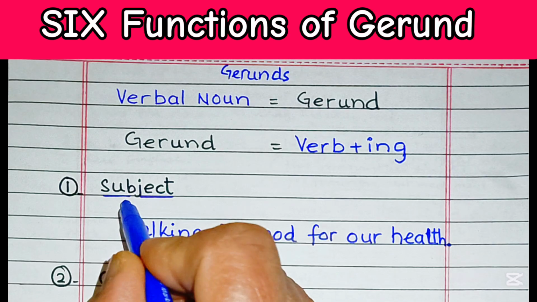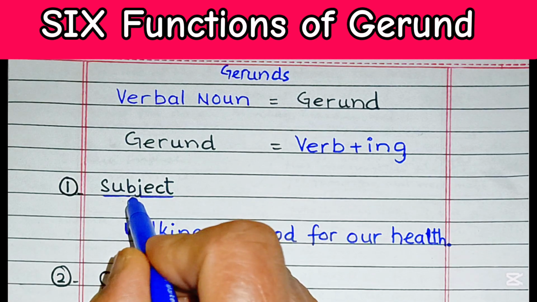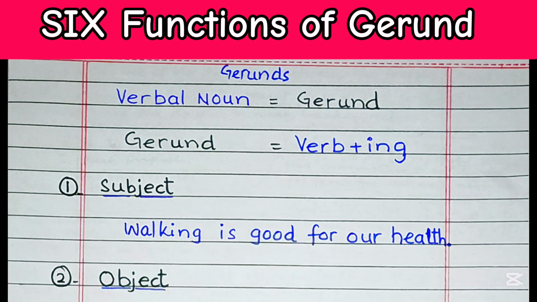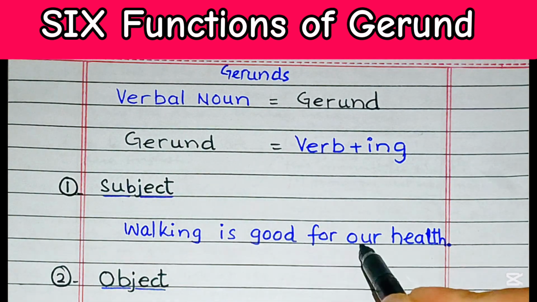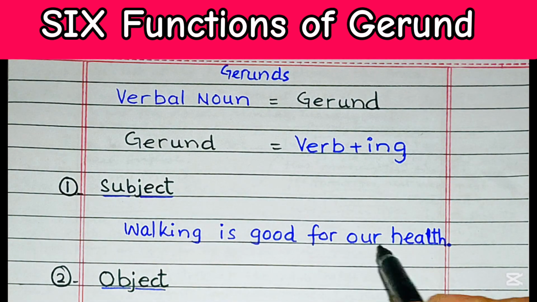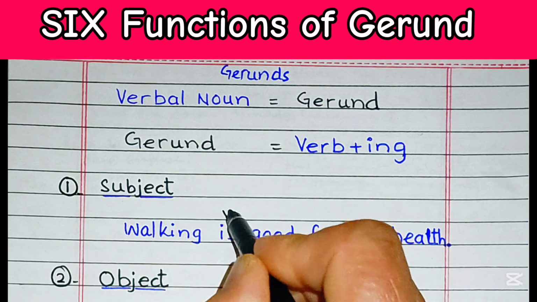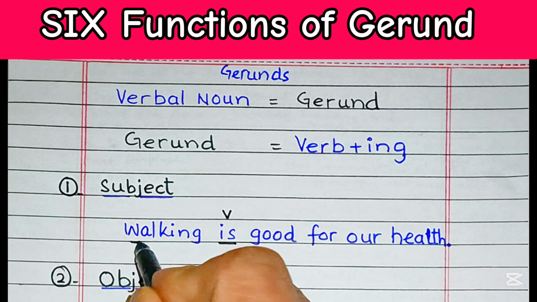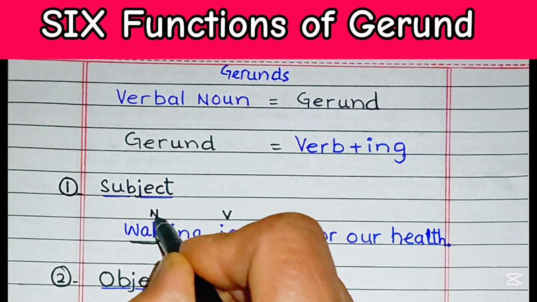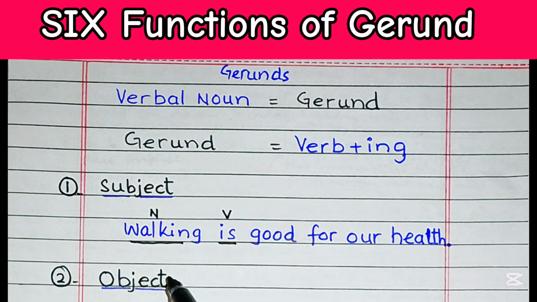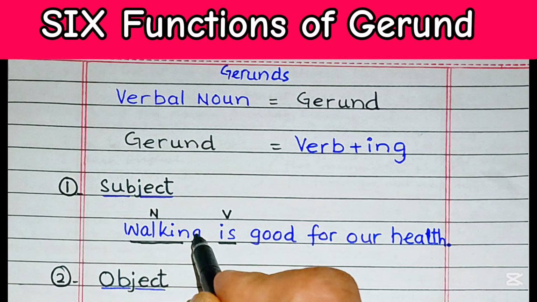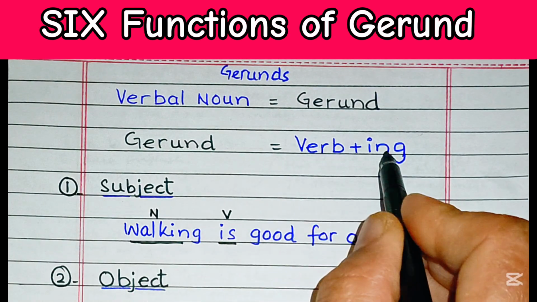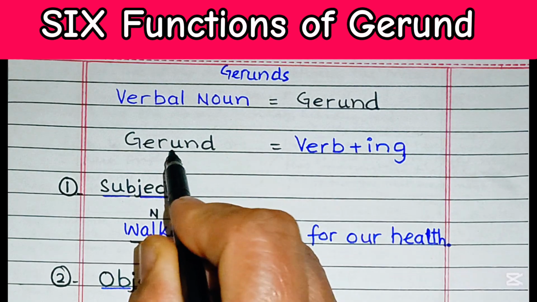Number 1, a gerund is used as a subject. Let's take an example. Walking is good for our health. Over here in this sentence, this is the verb, and before the verb we have got a noun, but it is having the form walk plus ing, meaning verb plus ing, which is actually a gerund.